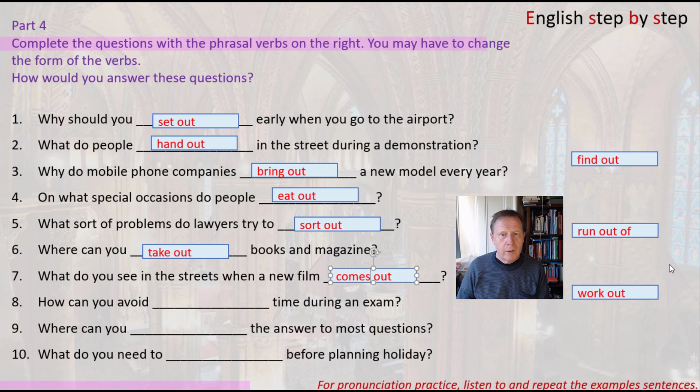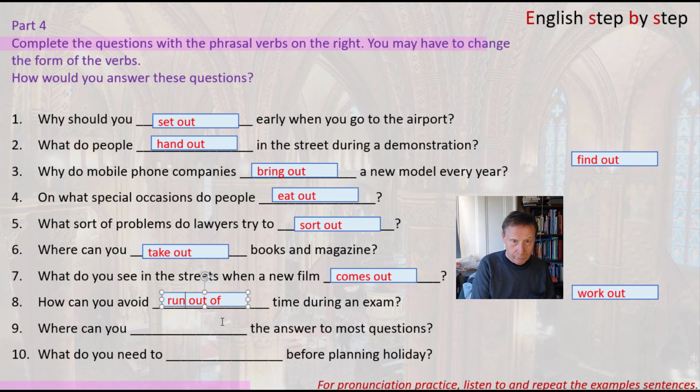Number 8. How can you avoid something time during an exam? Now, if you talk about time, you can talk about running out of time. And in this case, we need to use the gerund after avoid, so that means changing it to running. How can you avoid running out of time during an exam?